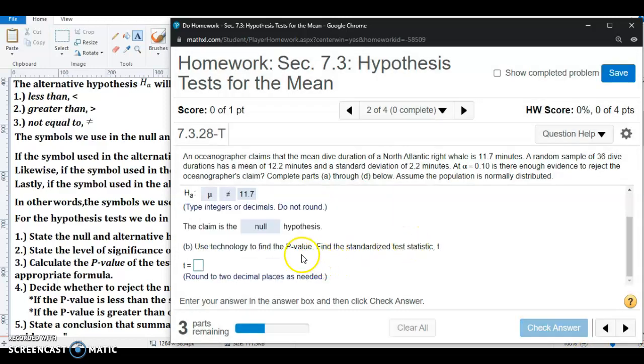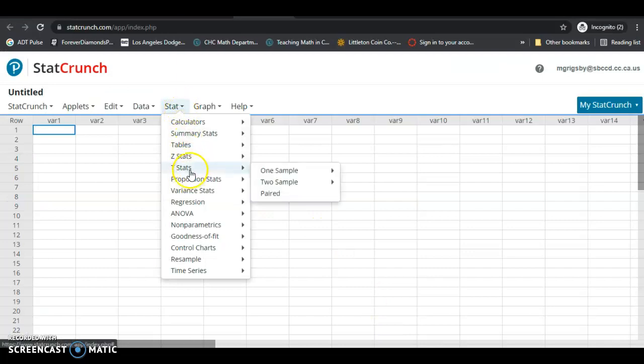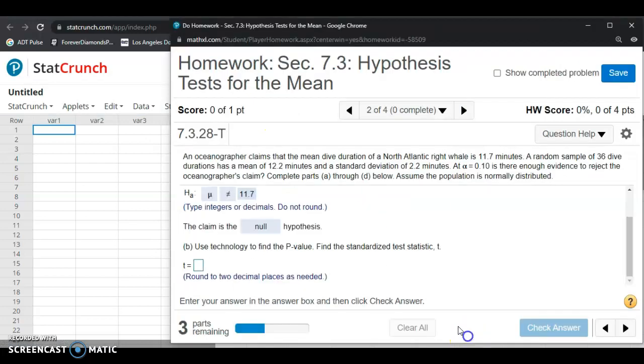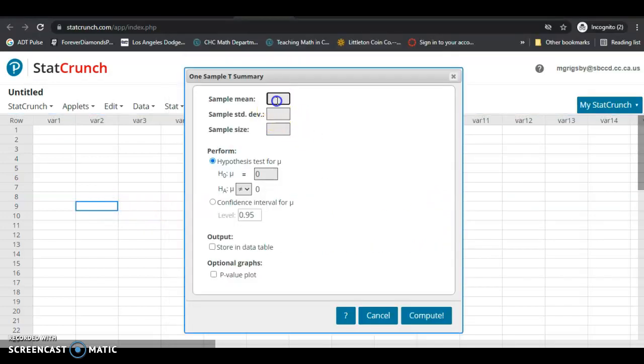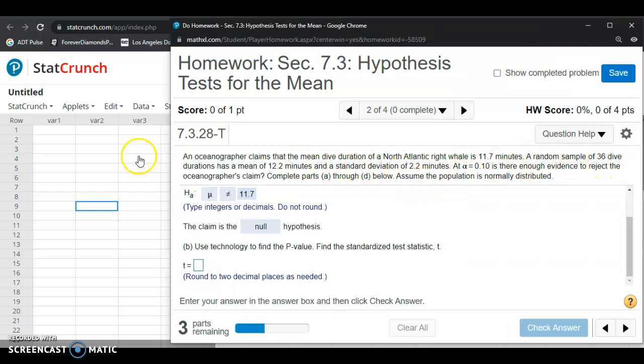This says use technology to find the p-value, so we're going to use StatCrunch to do this. We're going to type in some of this information into StatCrunch. So let's go to StatCrunch, Stat, then T Stats, and we're dealing with only one sample of data. We don't have the actual data, but we have a summary, so we're going to select summary. According to the problem, the sample mean was 12.2 with a standard deviation of 2.2, and our sample size was 36.